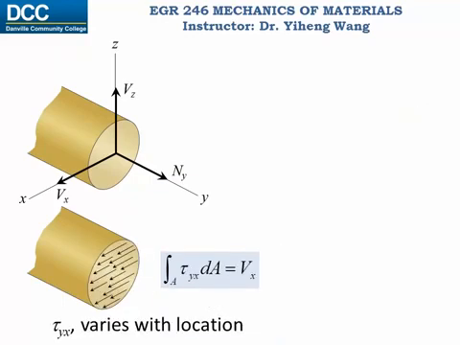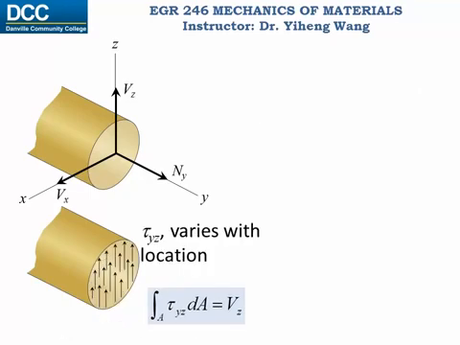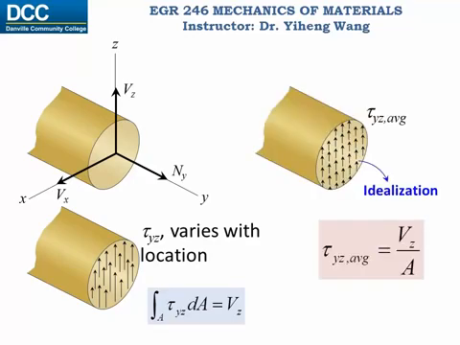Similarly, the shear stress in the x direction also varies with location, and its integration over the cross-sectional area equals the shear force Vx. And again, for convenience, we define the average shear stress as simply Vx divided by the total area, and that also indicates an idealized uniform distribution of shear stress. And same thing for the shear stress in the z direction. The average shear stress in the z direction is defined as shear force Vz divided by the total area. Now please answer the following questions.